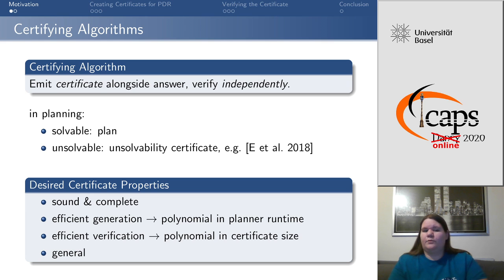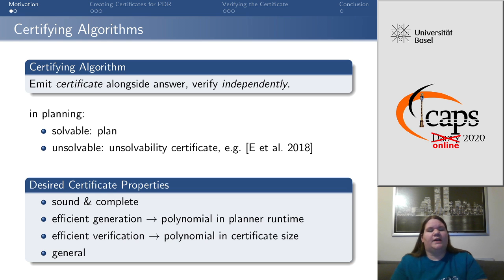In planning, there are two different outcomes. Either a task is solvable or it is unsolvable. If it is solvable, the plan itself is already a certificate. We can verify this independent of the planner that created the plan by just trying to apply the plan and see if we end up in a goal state. For the unsolvable case, we have in recent work introduced a framework for generating unsolvability certificates.